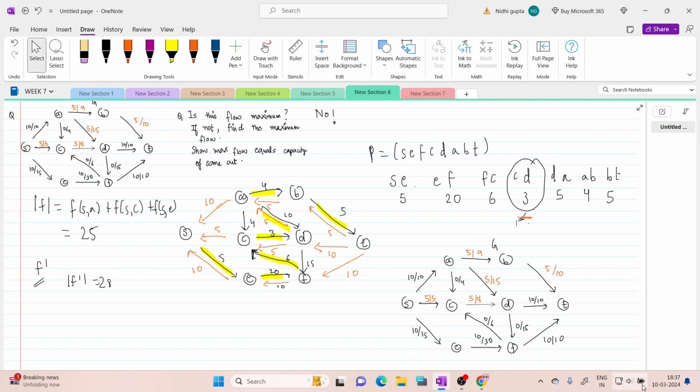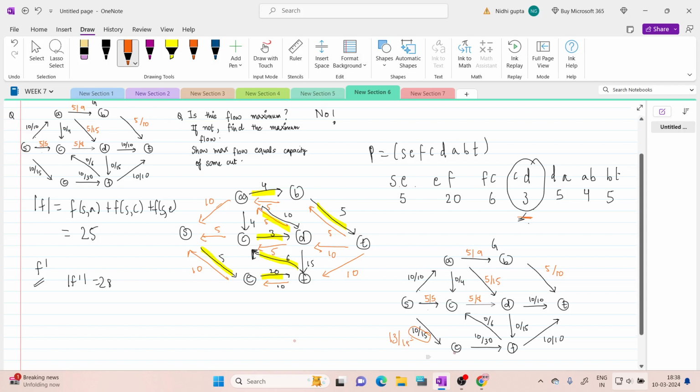The forward edge will be changed by 3. Yes, we have to add or subtract. Subtract 3 in the backward edge and add 3 in the forward edge. So we add the path capacity in the forward edge and subtract the path capacity in the backward edge. SE is a forward edge and the path capacity is 3, so the new SE will be 13.